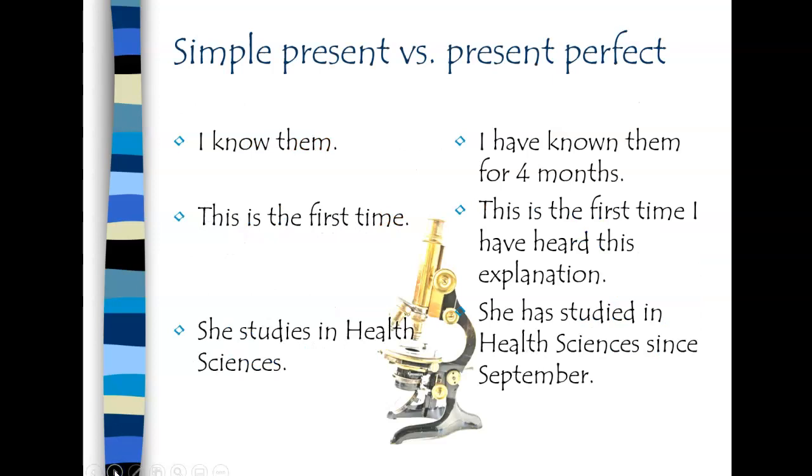Next, we have the difference between the simple present and the present perfect. We use the simple present in English to talk about a fact or a habit or a truth. For example, I could say, I know them. That's just a fact. But if I say, I have known them for 4 months, then I'm putting an emphasis on the time. And the fact is that I met them 4 months ago and I still know them.